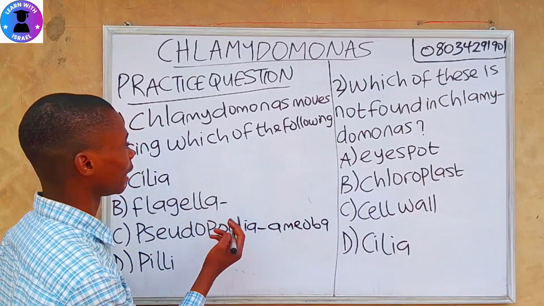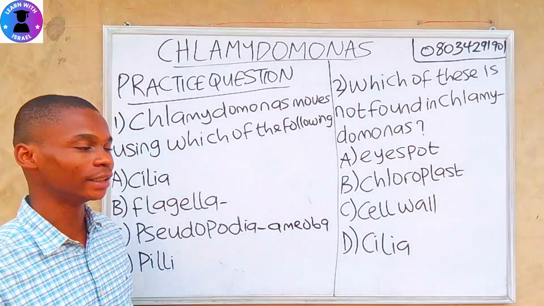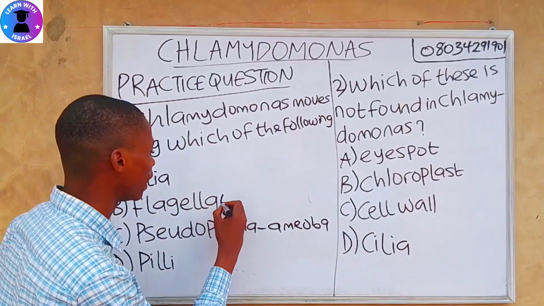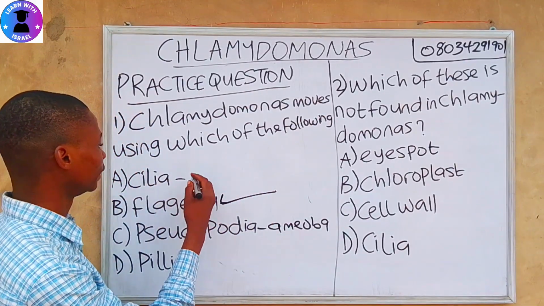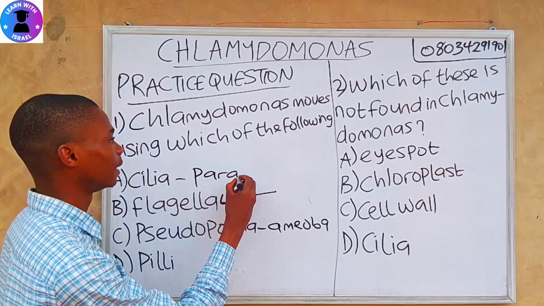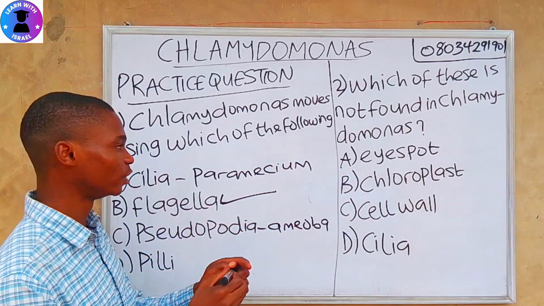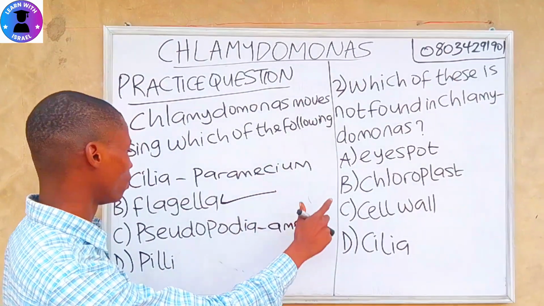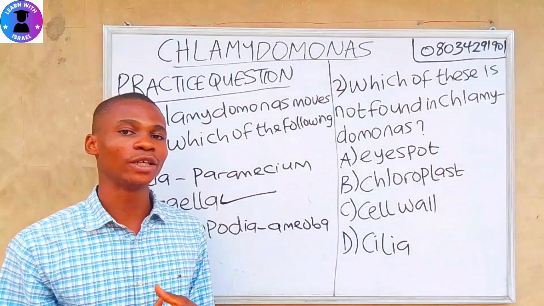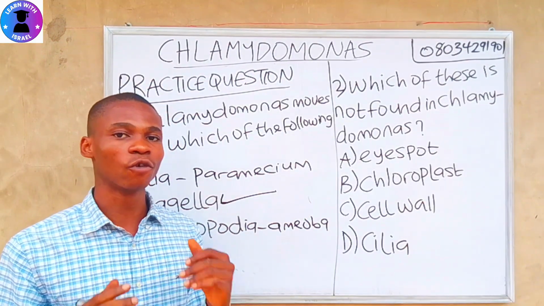Flagella, yes. Chlamydomonas moves using flagella, which is the correct answer. For cilia, it is paramecium that uses cilia for movement. And if you need a full video on paramecium or amoeba, check my YouTube channel to watch the full video.